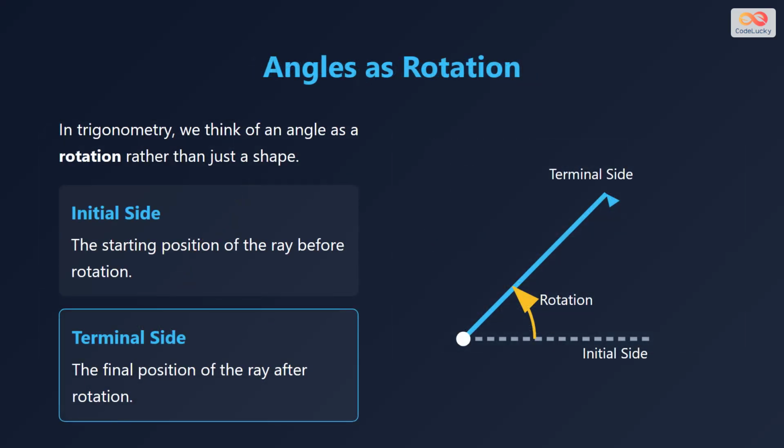Now here is the secret to trigonometry. Don't just think of an angle as a corner. Think of it as a movement. Imagine a ray starting in a fixed position, called the initial side. Then, rotate it to a new position, called the terminal side. The amount of that rotation is the measure of the angle.